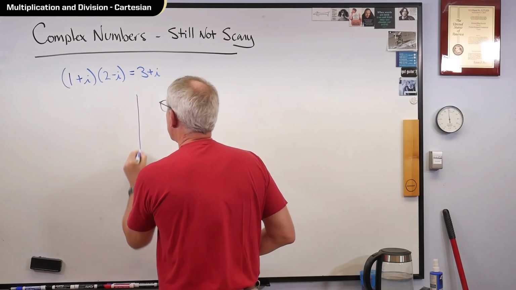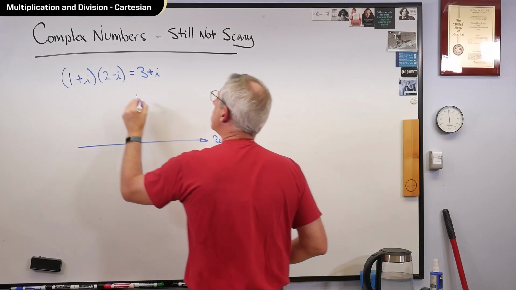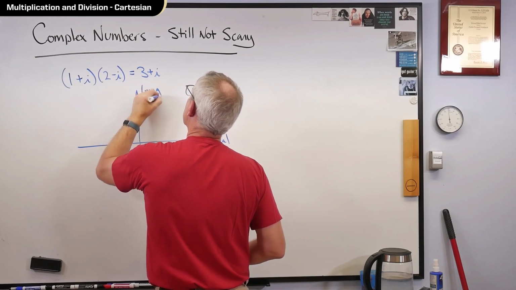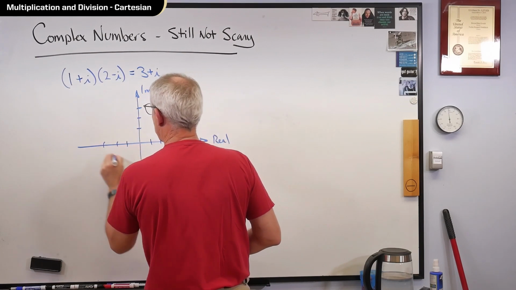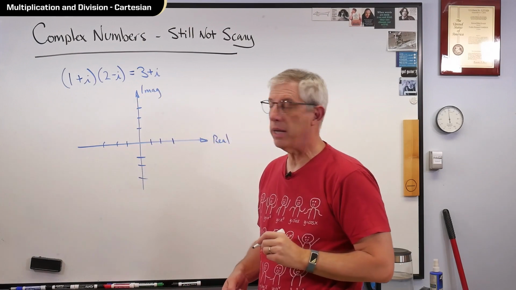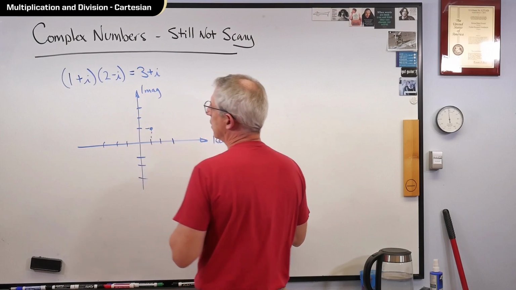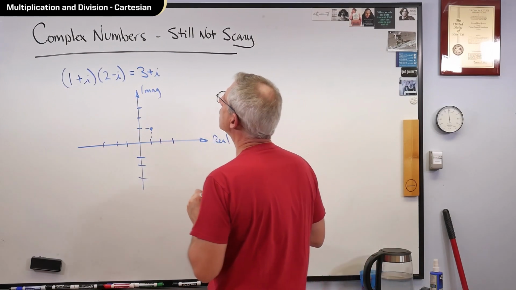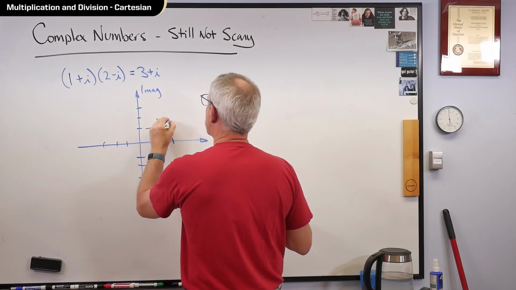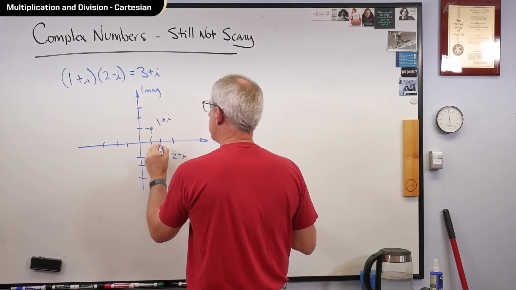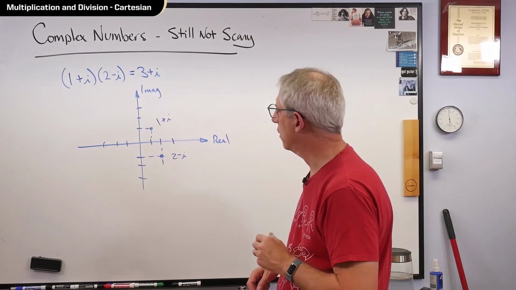Now, there's another way to do this. If you draw out a complex number in real and imaginary axes like that, let's see, 1, 2, 3, 1, 2, 3, 1, 2, 3, 1, 2, 3. Okay, there. Real and imaginary. Well, 1 plus i is right there. Where's 2 minus i? Right there. That's 1 plus i, and that's 2 minus i, right on this coordinate system I've got drawn here.